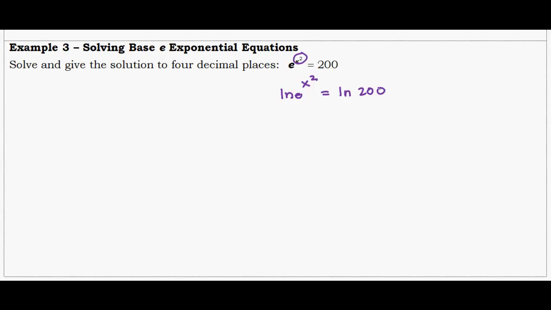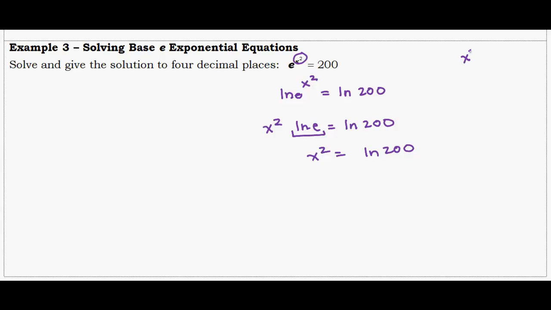And then with the exponent up there and a log as part of the expression, I can do what with that exponent? Put it in front. Good. And then what is the exponent of e that gives us e? 1. And so we have x squared equals ln of 200.